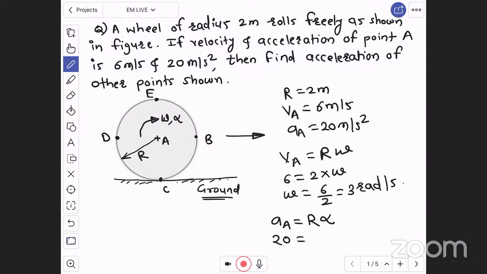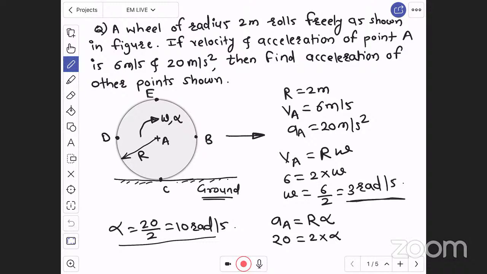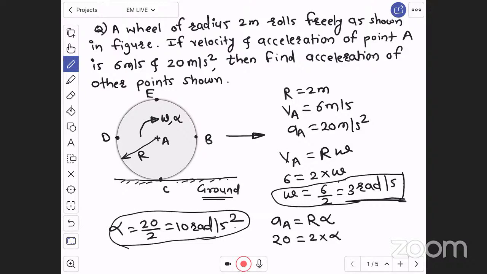Therefore angular acceleration alpha will be equal to 20 divided by 2, which is nothing but 10 rad per second squared. So my dear students, in this question we have calculated angular acceleration, which is 10 rad per second squared, and angular velocity 3 rad per second. Acceleration unit is rad per second squared, right? Now let us use this data and solve this question.